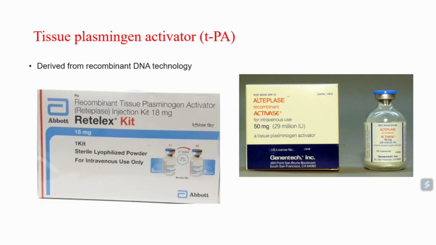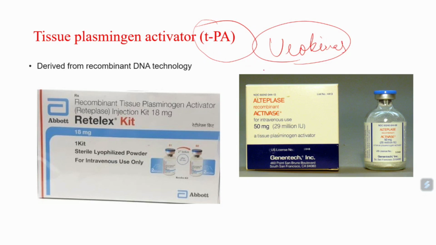Now, the next very important enzyme is tissue plasminogen activator. It has the same action as urokinase. As we have already discussed, urokinase has fibrinolytic action. In tissue plasminogen activators, we have certain examples like reteplase and alteplase. All these are tissue plasminogen activators, derived from recombinant DNA technology. And these drugs are again used for deep vein thrombosis.